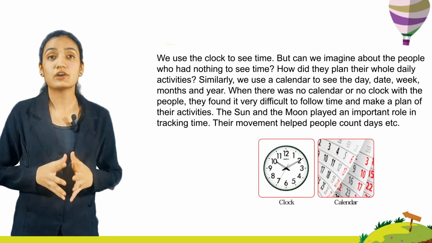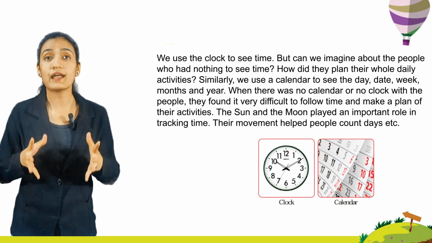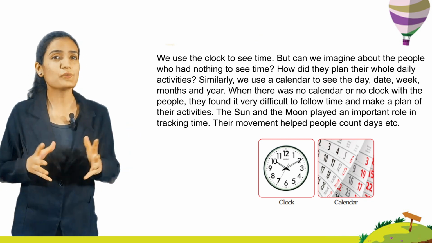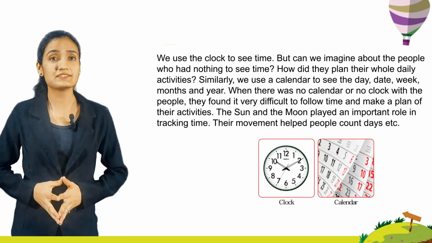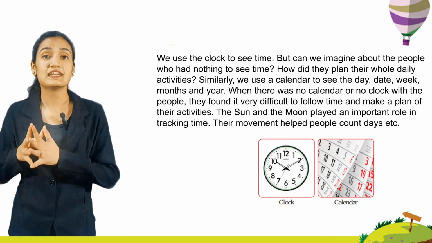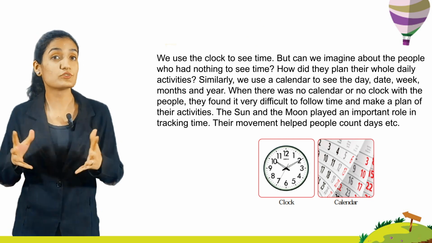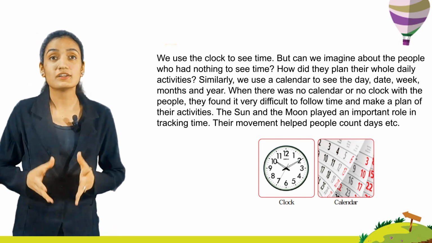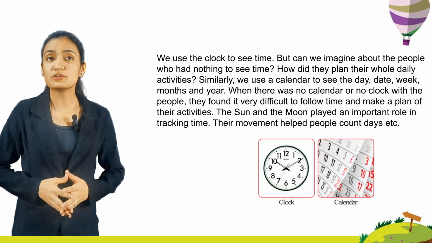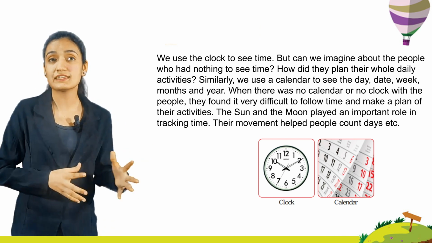We use the clock to see time. But can we imagine the people who had nothing to see time? How did they plan their whole day activities? Similarly, we use a calendar to see the day, date, week, months and year. When there was no calendar or clock, people found it very difficult to follow time and make a plan of their activities.